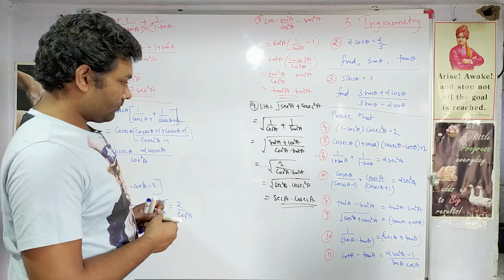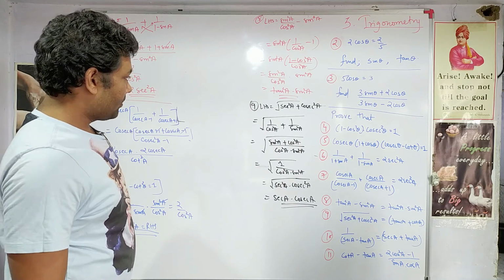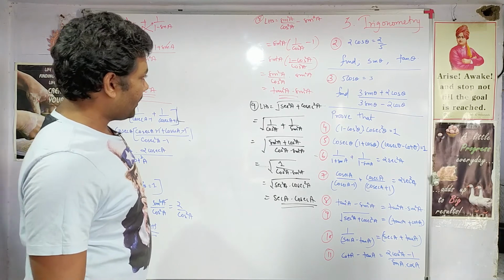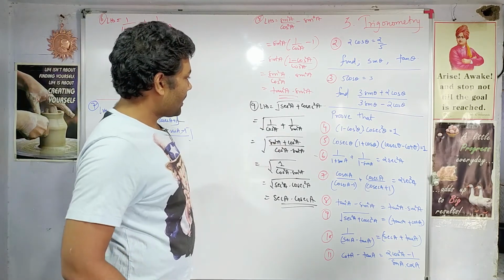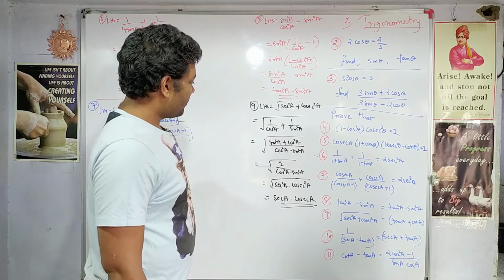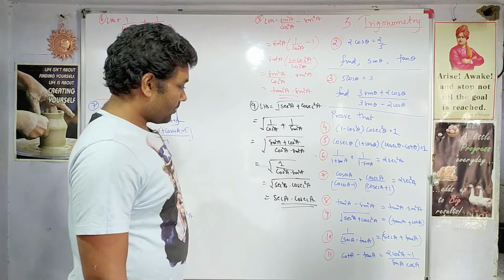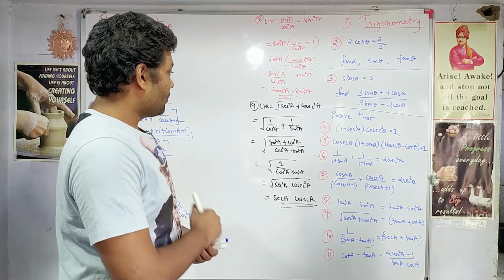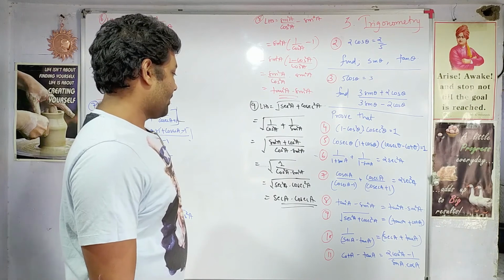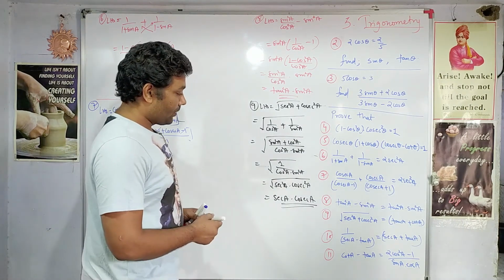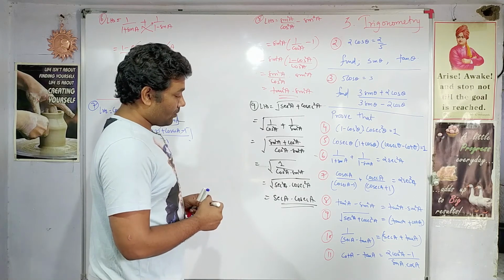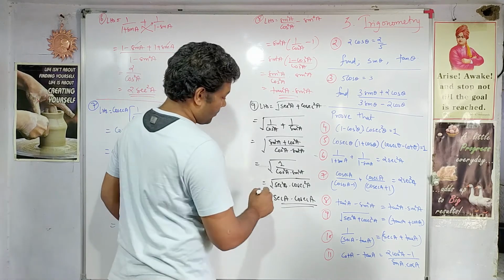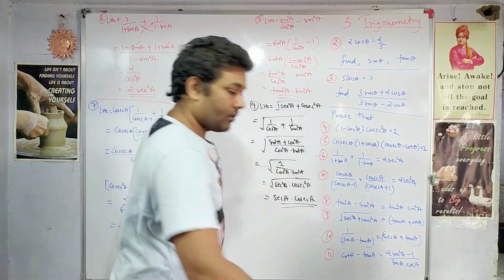No, wrong. What is wrong in it? Let us see. Sec square A plus cosec square A, cos sine square. So here we want sec A plus tan A. So how do we obtain sec A plus tan A? Okay, so we'll do some modifications in the solution, right? That is, just from here, from this step.